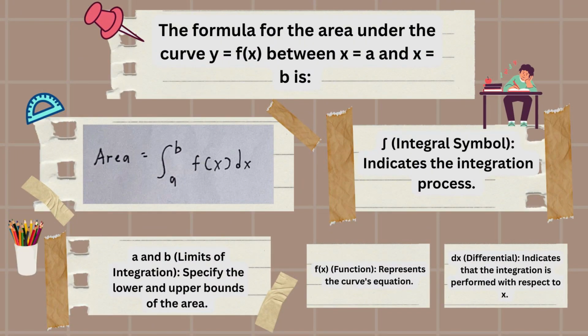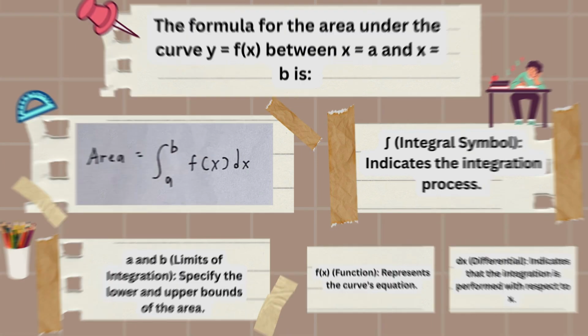Here is the formula for finding the area under the curve. As you can see, I'm showing the integral symbol, which indicates the integration process, then the a and b, which are the limits of integration, which specify the lower and upper bounds of the area, then the f of x, which is the function which represents the curve's equation, then dx, which means differential. This indicates that the integration is performed with respect to x.